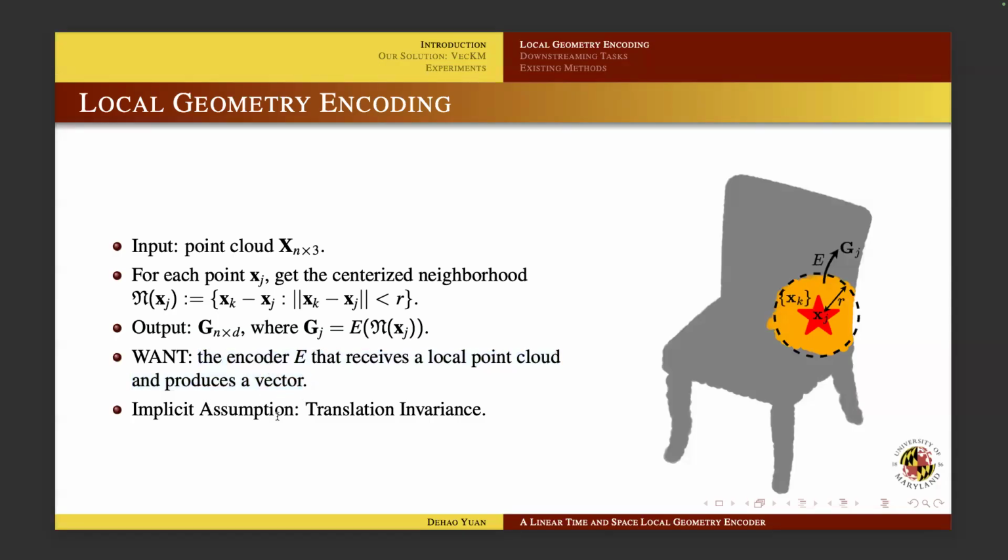Here we have an implicit assumption, which is translation invariance. It means that if you shift the point cloud by any displacement, the local geometry encoding would be the same, because we centerized the local point cloud. So to summarize, the input is a point cloud M by 3. The output is a geometry encoding M by D. D is a fixed constant number.